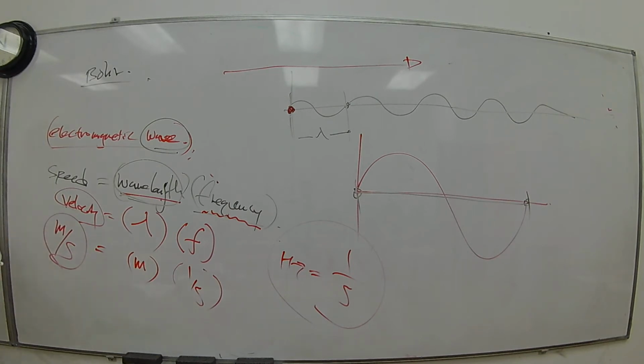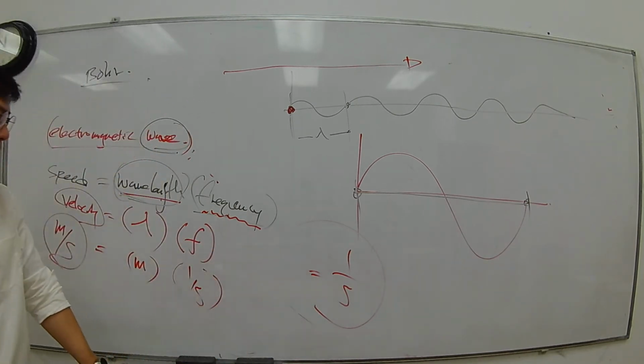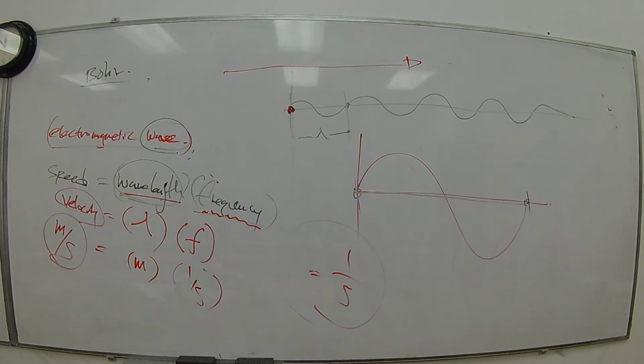This is not only for electromagnetic waves like visible light. Water waves, sound waves, every wave that you know, this equation applies: speed of the wave is equal to wavelength of the wave times the frequency. That's the most basic equation you have to know for this chapter. If you didn't learn this, you gotta learn this soon.